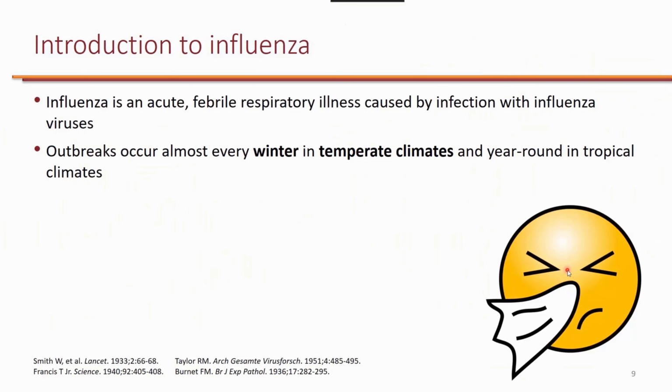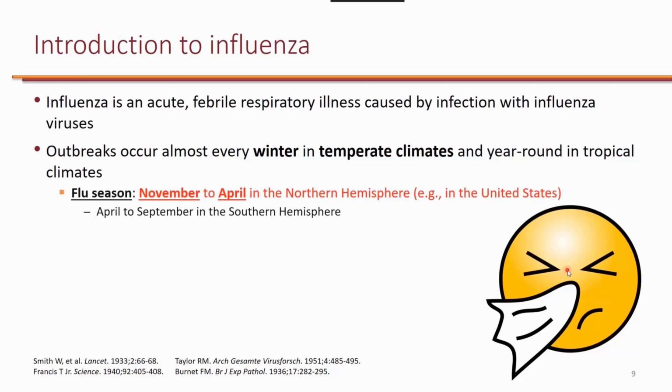Influenza is an acute febrile respiratory illness caused by the influenza viruses. In temperate climates such as the United States or North America in general, it typically occurs every winter. And it actually happens year-round in tropical climates. The flu season, for the most part, is approximately between November and April in the US.